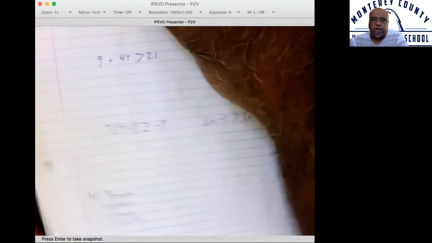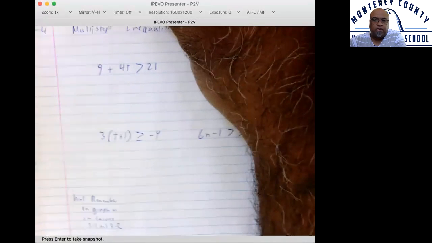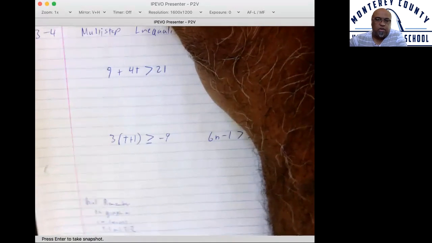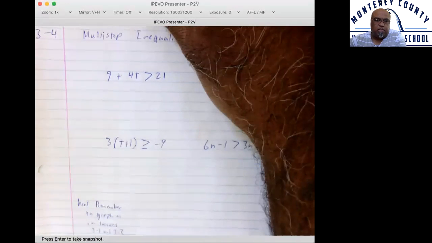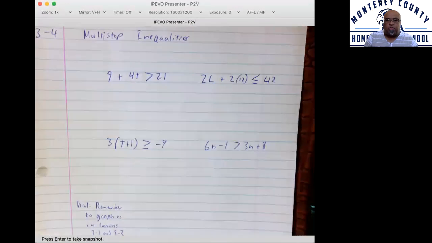Now, there's really not a lot of new content in this lesson, so I'm going to try to go quickly, but multi-step inequalities are basically the same as multi-step equations. The one difference is, just like in lesson 3-3, if you end up having to multiply or divide a negative to both sides of the inequality, switch your sign. Adding or subtracting a negative? No, just multiplying or dividing. So let's go ahead and follow the steps.